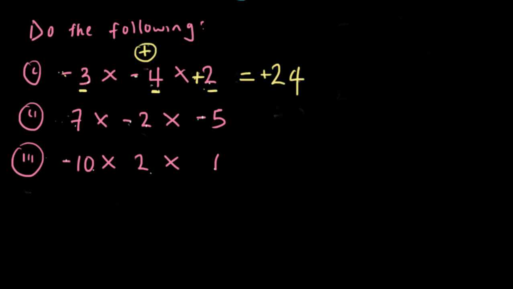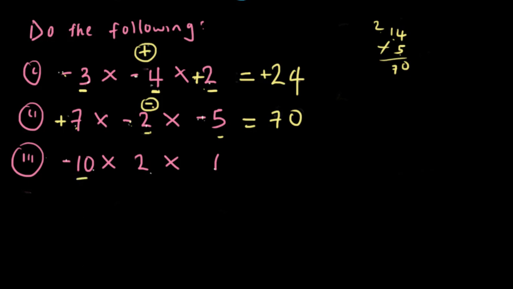Now let's do the next question. Note the signs first. Sign of 7 is plus. Sign of 2 is minus. Sign of 5 is minus. Multiply the signs. Plus times minus will give us minus. Then minus times minus is plus. 7 times 2 is 14. 14 times 5. 5 times 4 is 20. 0 carry 2. 5 times 1 is 5 plus 2 is 7. So I have plus 70. Do you understand? Let's do the last question.